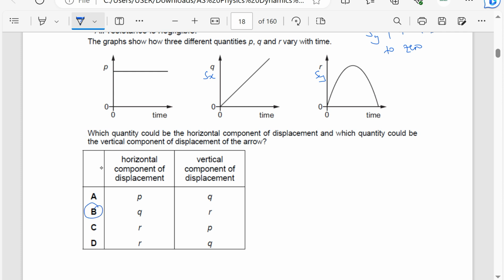Horizontal component of displacement will be Q because it just increases up to the positive value, up to where it hits. And then the vertical component goes up, it increases to a positive value. Then if the object comes back to the same level, it goes back to 0. So this is R. R is the vertical component. So the answer is B.